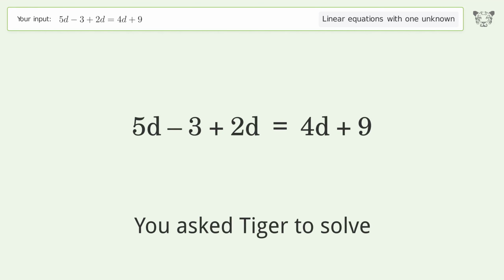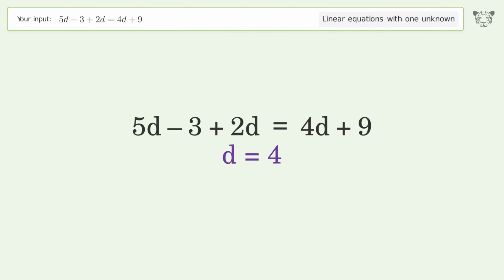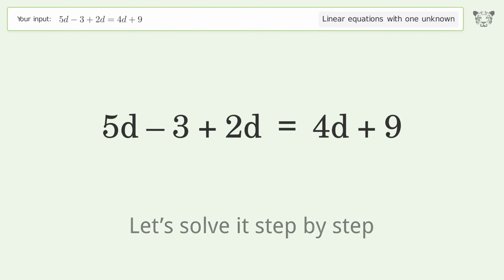You ask Tiger to solve. This deals with linear equations with one unknown. The final result is d equals 4. Let's solve it step by step.